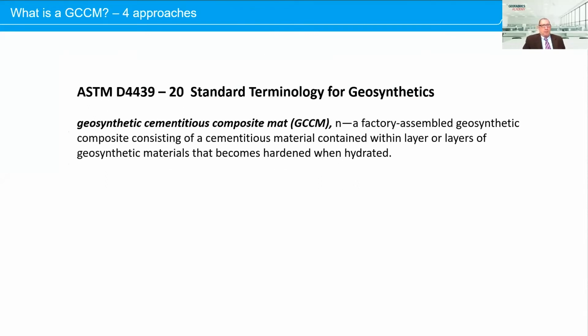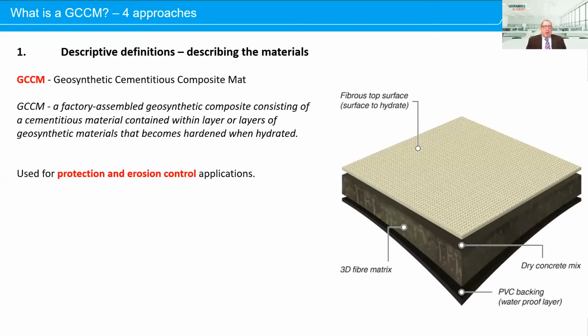Okay, according to the American Standard, which has the standard terminology for geosynthetics, a GCCM is a geosynthetic cementitious composite mat, a factory assembled geosynthetic composite consisting of cementitious material contained within a layer or layers of geosynthetic materials that becomes hardened when it's hydrated. So that's that definition here.